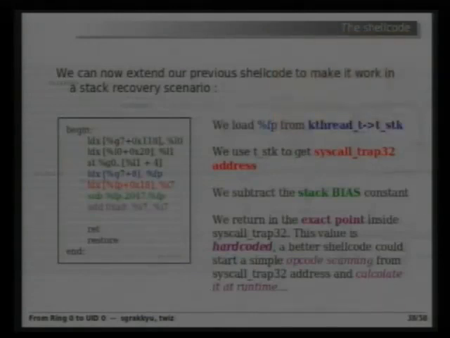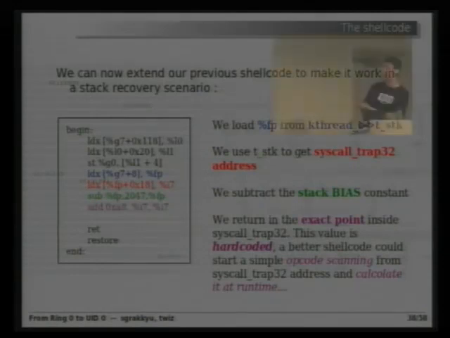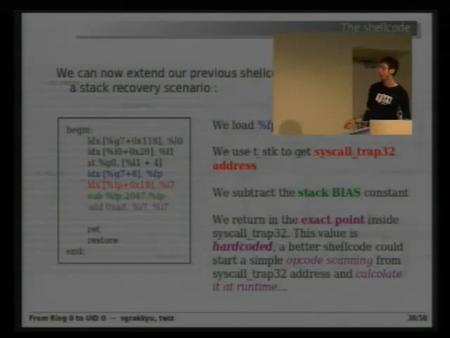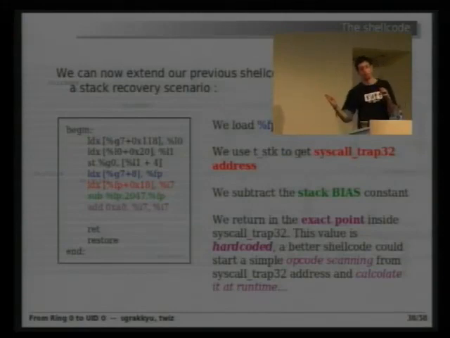This shellcode is a working shellcode for kernel exploitation of a stack overflow. As you see, we use the syscall trap 32 address on the red line. We use the FP. You see the blue line is just using the FP from the kthread t_stk member. The first part is the same we saw before, so we know that in G7 there is a kthread struct. Then we use t_stk to get to syscall trap 32. We offset the stack bias constant, and then we jump to the exact point inside syscall trap 32, because at some point syscall trap 32 called the user trap, so we want to get to that point.